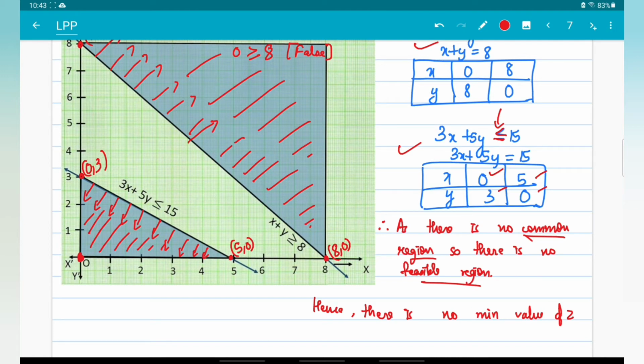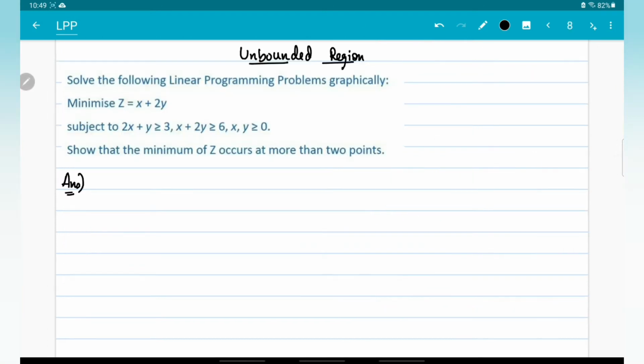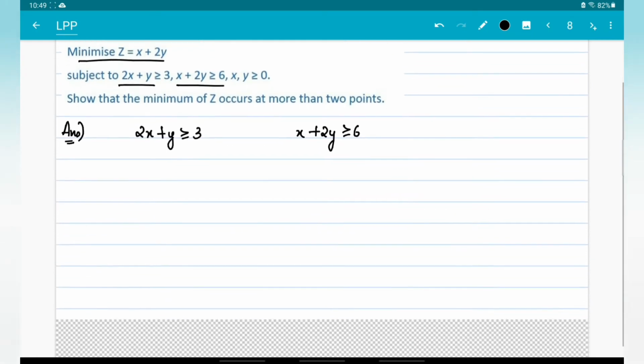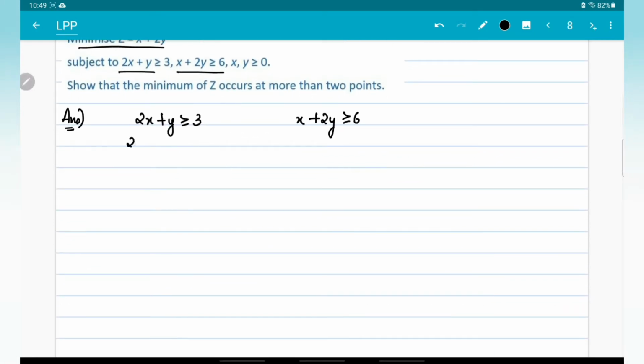Now let us see an example of an unbounded region. Now let us solve an example of an unbounded region. In this case, they have asked us to minimize this objective function, and these are our constraints. So the first step is to find the points that we are going to plot in the graph. Our constraints are 2x plus y greater than or equal to 3 and x plus 2y greater than or equal to 6. These two are our constraints, and now we are going to write them in the form of equations and find the points to plot the graphs. So let me write this as 2x plus y equal to 3 and this one as x plus 2y equal to 6.